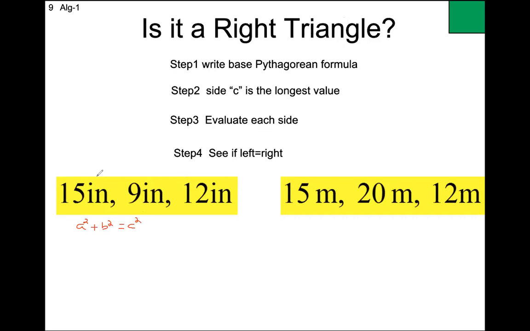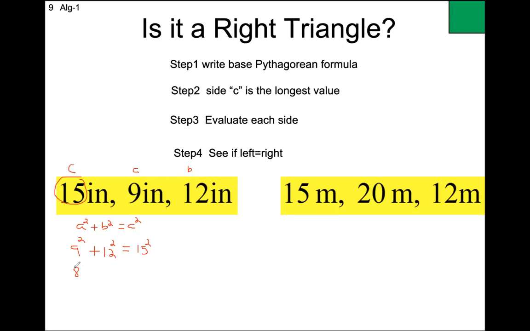All right, we got to identify the largest number. The largest number is 15. That becomes my C value. And the other 2 values are your A and your B value. So it doesn't matter which one's A or B. So that's 9 squared plus 12 squared. And I know you're screaming at me, why don't I write 81 and 144 right from the start? You can. I'm just showing you all the steps. Equals 15 squared.